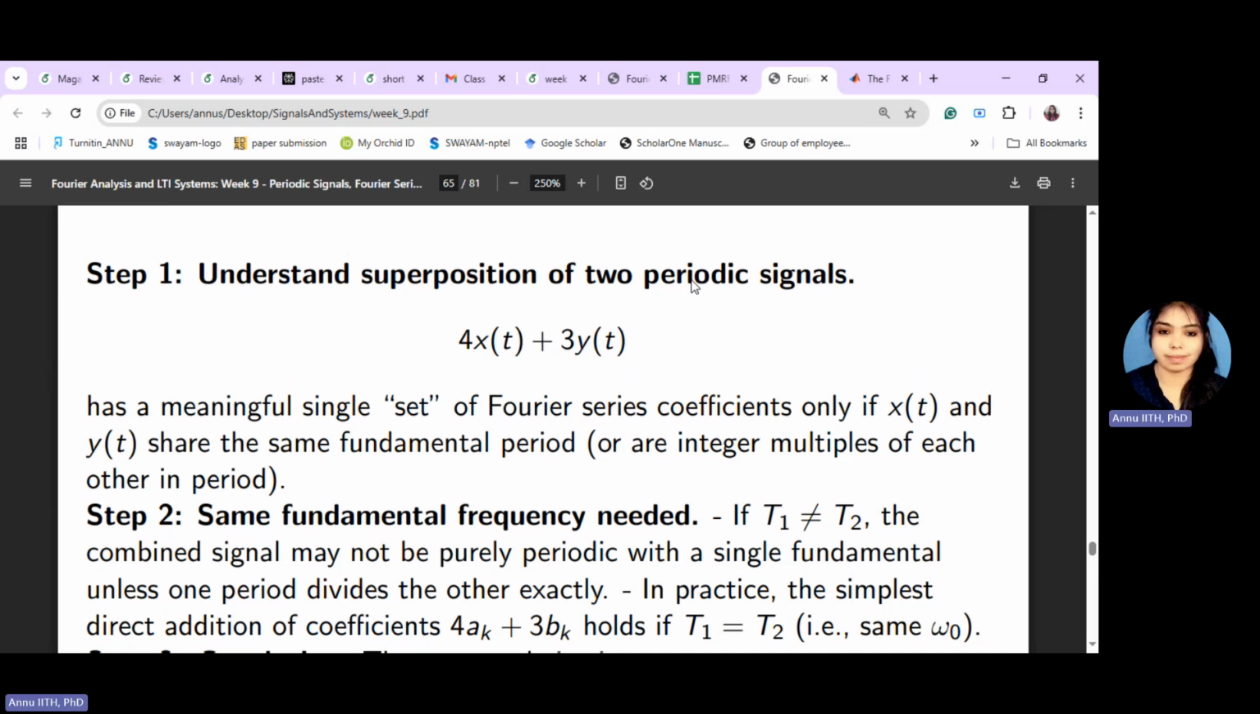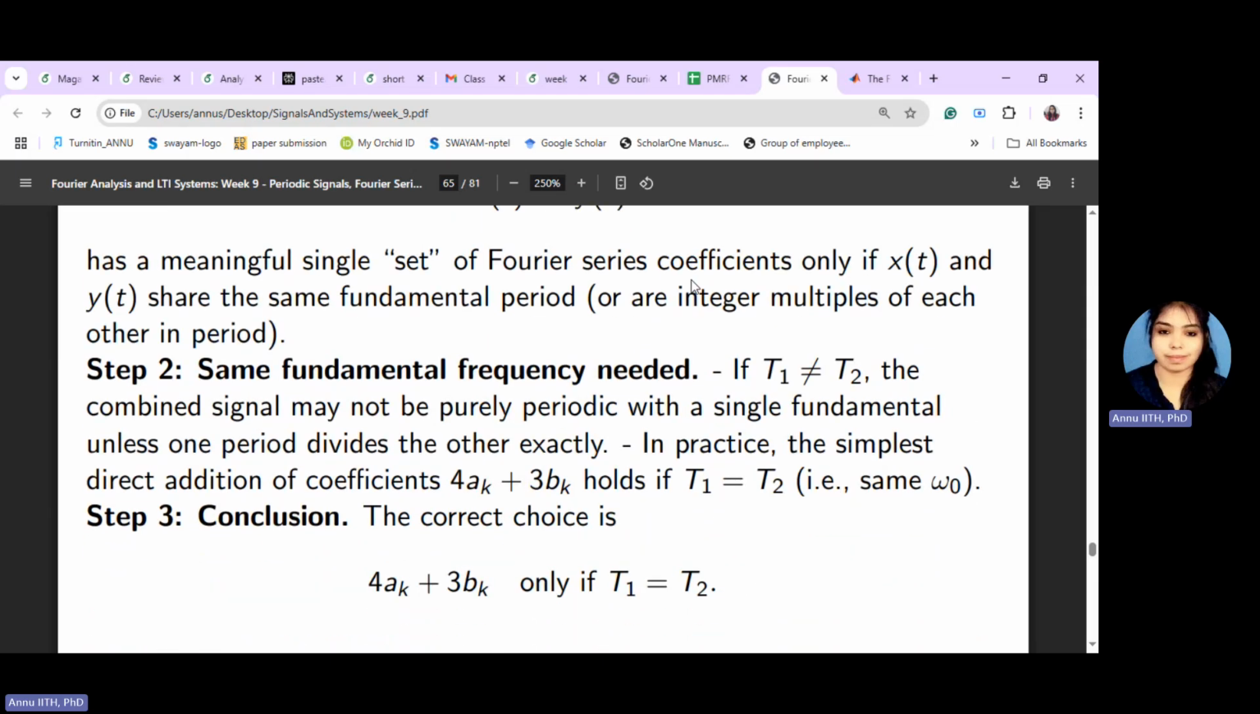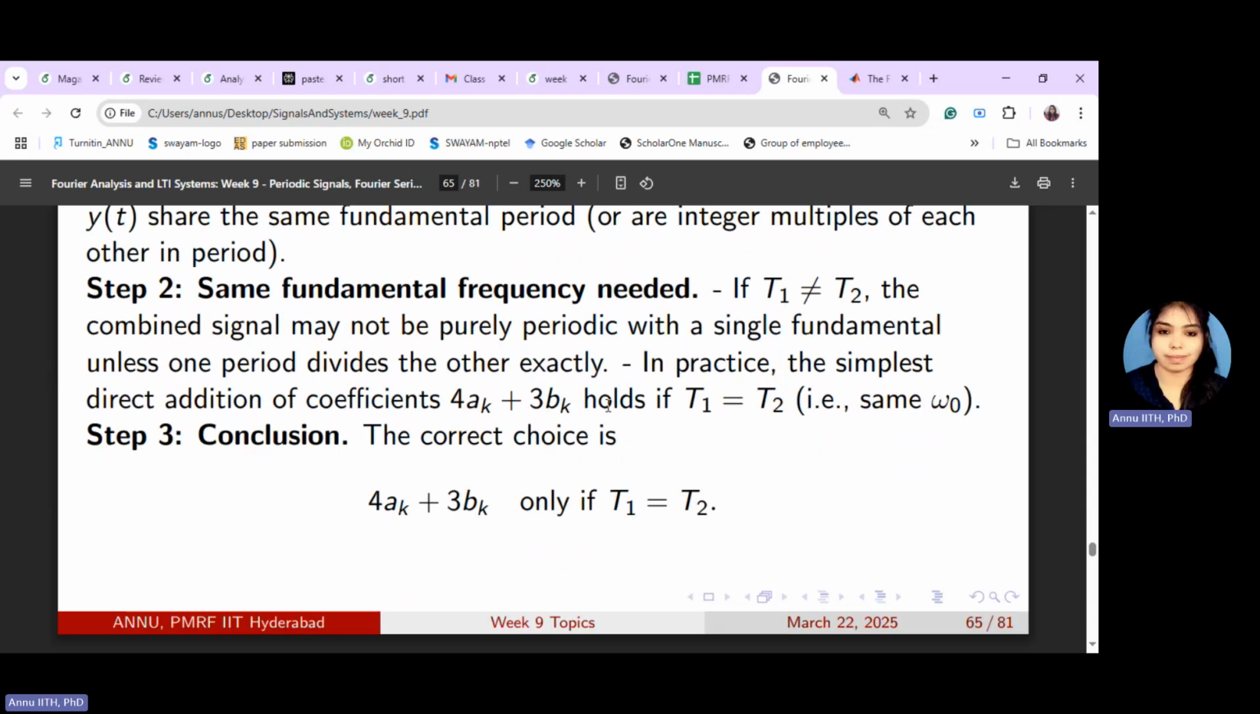So understand the superposition of two periodic signals. It has a meaningful single set of Fourier series coefficients only if x(t) and y(t) share the same fundamental period or are integer multiples of each other. The same fundamental period is not needed, okay? Because if T1 is not equal to T2, the combined signal may not be periodic with a single fundamental period unless one period divides exactly into the other. So in practice, the simplest addition is when that holds.